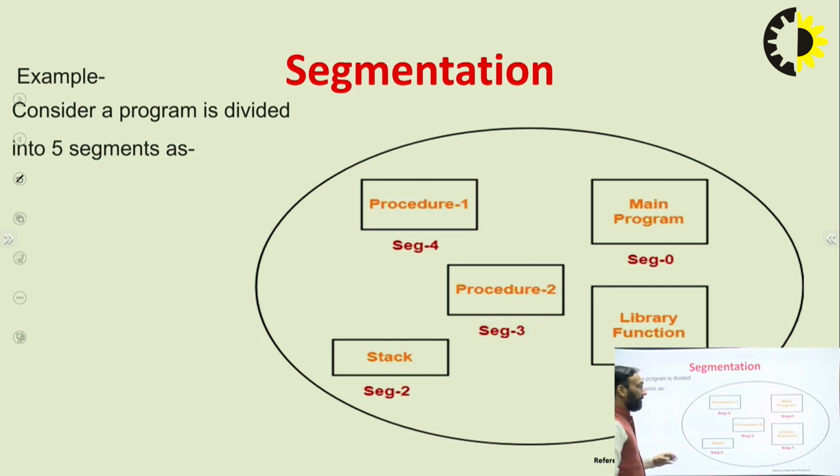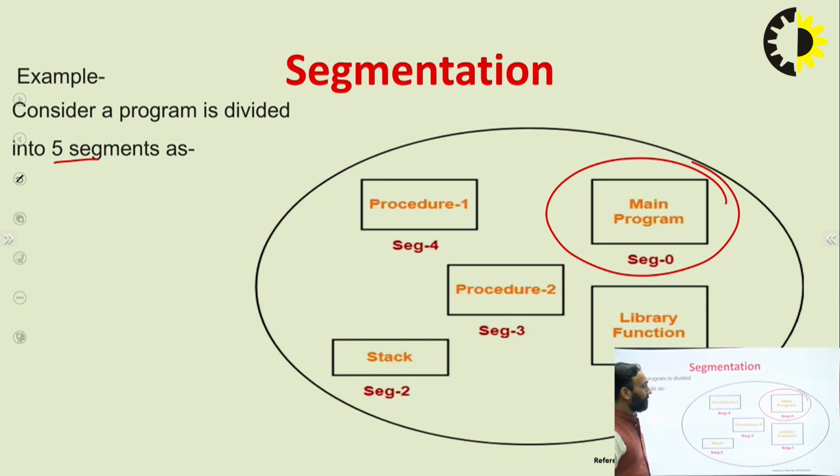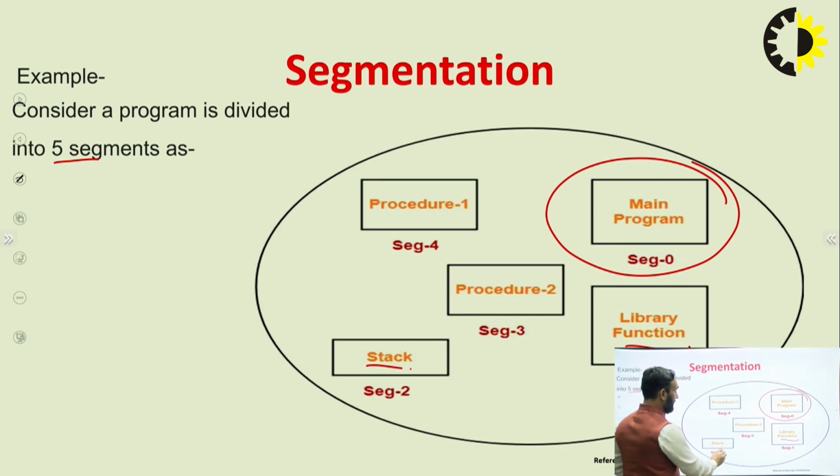Here we have an example of a program which is divided into 5 segments. What will these segments contain? Segment 0 will contain the main program. Likewise, segment 1 will contain library functions. Segment 2 will contain the stack. Segment 3 will contain procedure 2. Segment 4 will contain procedure 1. That is the logical division of a program.